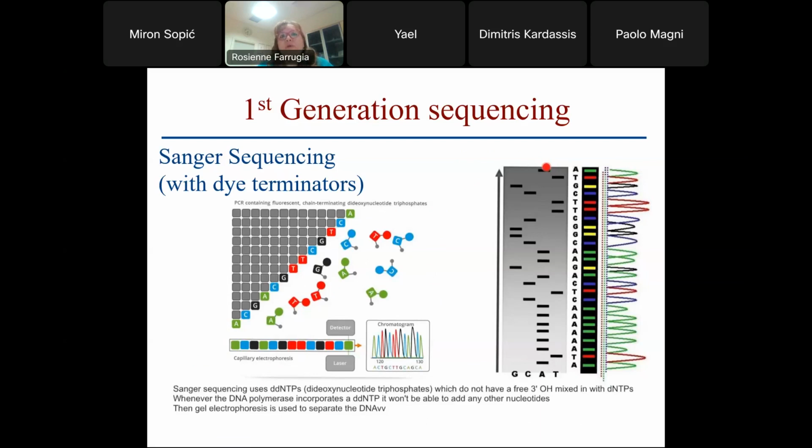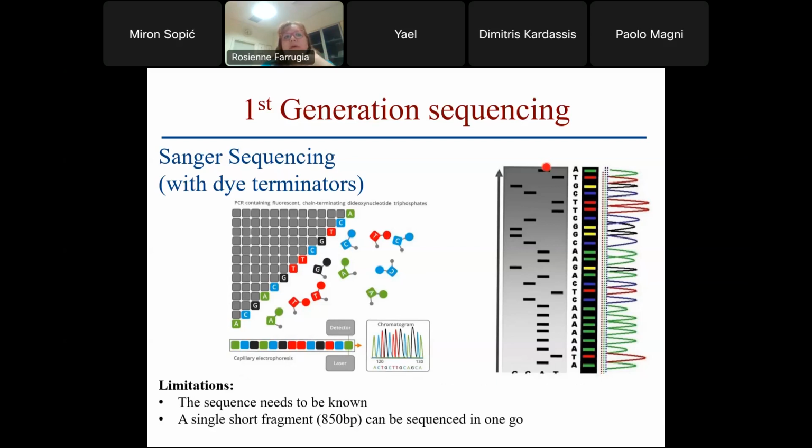There's no need to do more than one run because you can detect the different colors as they pass through the capillary, because now these were all done on capillary electrophoresis, as they pass in front of the camera. So we've removed some of those limitations. However, we still need to know the sequence. It's still important that the sequence is known, so primers can be designed for the fragment of interest. And you can still sequence a single short fragment, this time, if you're lucky, up to 850 base pairs.